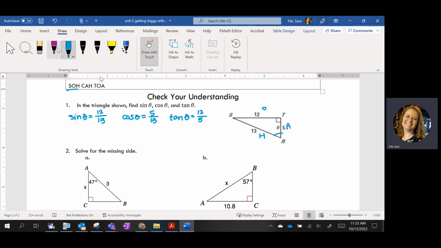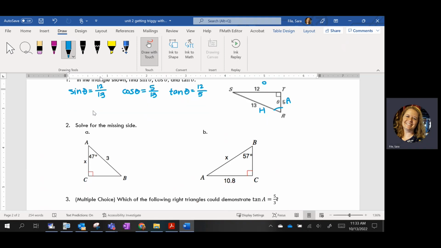Okay, so you have 3 pieces to any trig ratio. You have an angle and you have 2 sides, the numerator and the denominator. So there's always going to be 3 pieces. You have to know 2 of them. There can only be 1 variable, 1 missing piece.